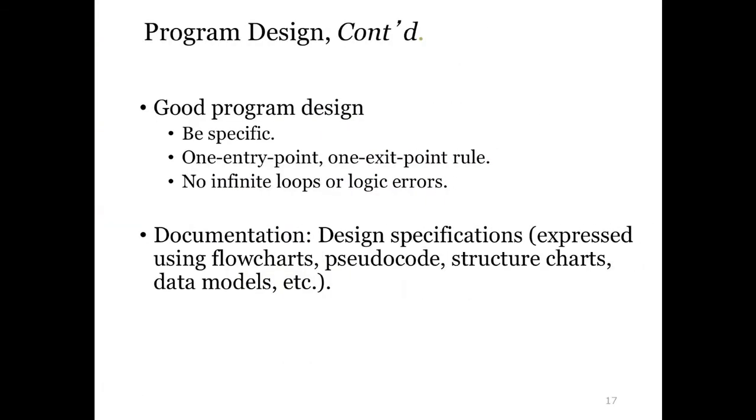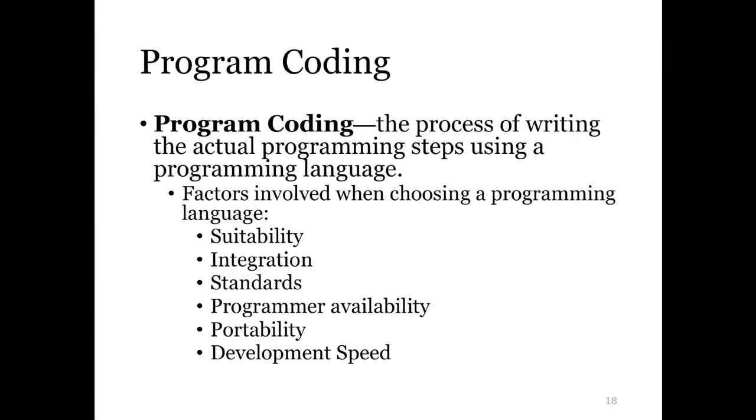So a good program design needs to be very specific. It needs to have one entry point and one exit point, and there's no infinite loop or logic errors in your program design. So usually the documentation we've seen before is flowcharts, pseudocode, structure charts, those kinds of things. Now getting into the nitty-gritty part of coding, which is how do you write up your actual programming steps using a programming language. So how do you choose your programming language?